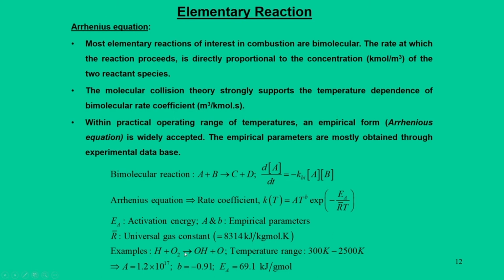So, for example, H plus O2 gives OH plus O. If you use this Arrhenius equation in the temperature range of 300 to 2500 Kelvin, we can find that A is 1.2 times 10 to the power 17, b is minus 0.91, E_A is 69.1 kilojoule per gram mole. So, this is one example where data will be given, temperature is known to us and activation energy one can find out. Activation energy also can be found from the tabular data. So, the strong advantage is that we can easily get the rate coefficient through this empirical form, and here we have to use this rate coefficient with a unit of meter cube per kilomole second or gram mole second.